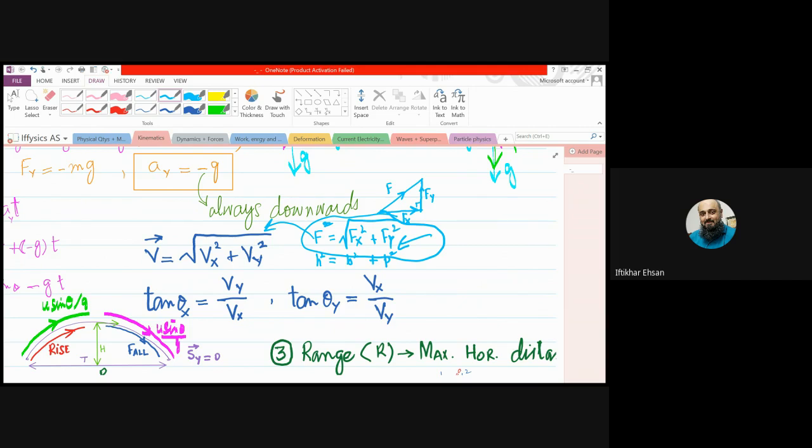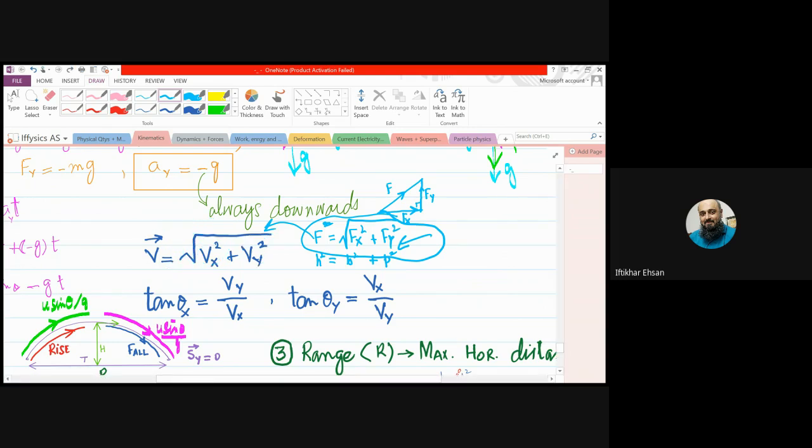I have just discussed this formula with one of my students from the past papers, right? And there is another point. The velocity at any point is the sum of the square of the horizontal component plus the square of the vertical component, and the square root of the whole sum, right?